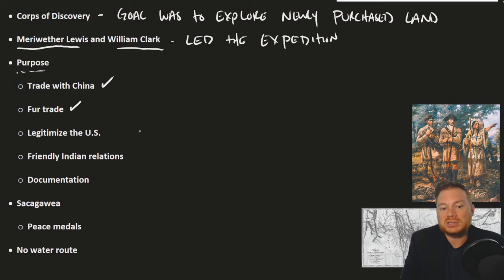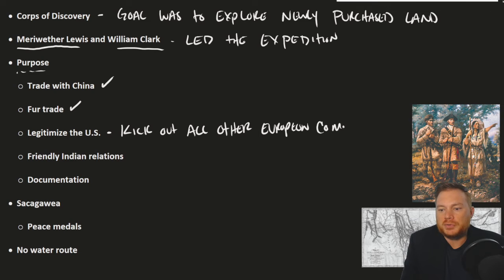One was to legitimize the U.S. That was to essentially kick out all other European competition. Remember, the United States is still a very, very young country. It's not seen as entirely legitimate in the eyes of other European powers. And the United States wanted to make its mark and ensure that the land that was sold by Napoleon to the United States really belonged to them.